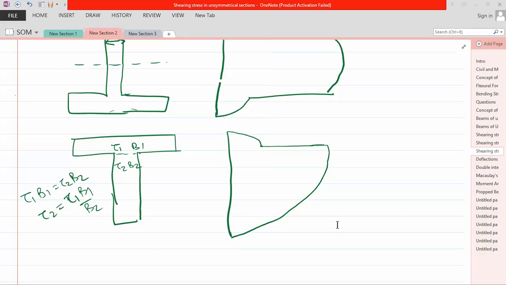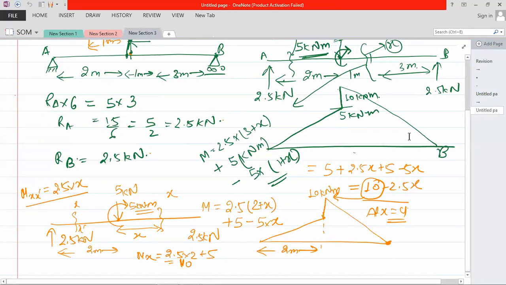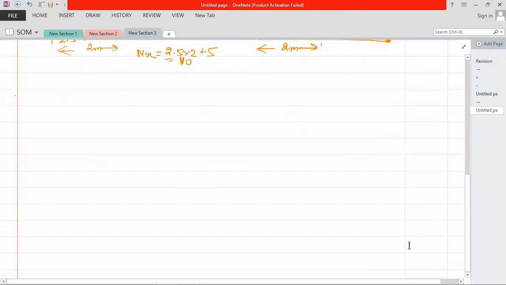Okay. I'm going to give you a couple of problems, just from bending stresses and shear stresses, because I have to end it by one.